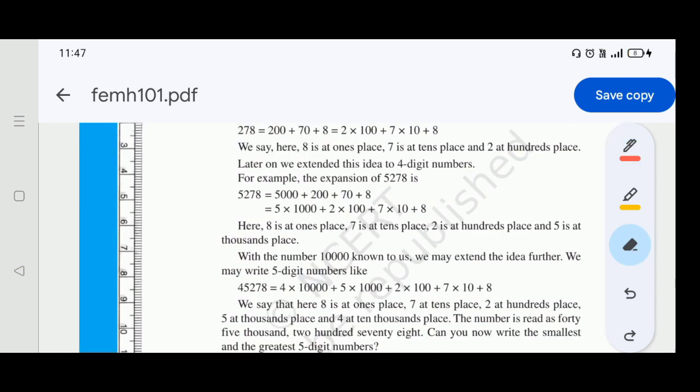So we say here 8 is at 1's place, 7 is at 10's place, and 2 is at 100's place. Later on we extended this idea to 4-digit numbers. For example, 5278 can be written as 5000 plus 200 plus 70 plus 8. This can be rewritten as 5 into 1000 plus 2 into 100 plus 7 into 10 plus 8, where 8 is at 1's place, 7 is at 10's place, 2 is at 100's place, and 5 is at 1000's place. Now we have 10,000.